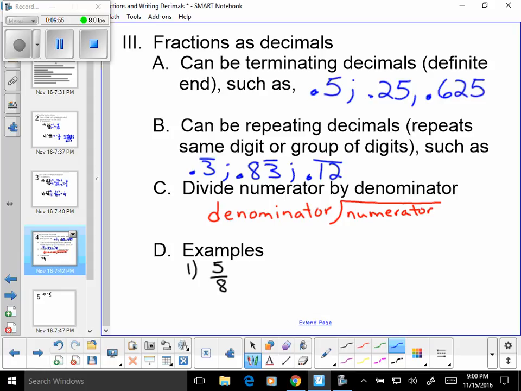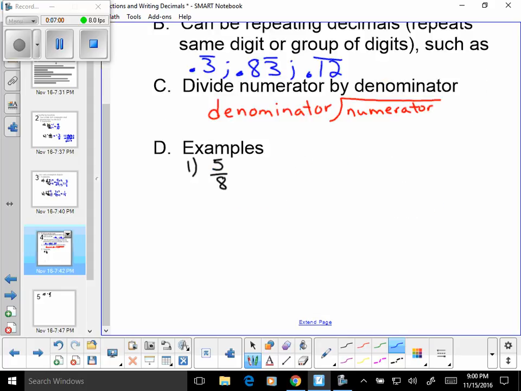We are going to put the numerator under a division bracket, the denominator outside the bracket. The bottom number, that denominator, goes outside. The bottom number is 8. It goes outside the bracket. The 5 goes inside the bracket. You're going to add a decimal point behind the 5, and you're going to bring it straight up and put it in the quotient. Then you might as well start adding some zeros. Most of the time, sometimes 1 will do, sometimes you need 2, sometimes you'll need more.